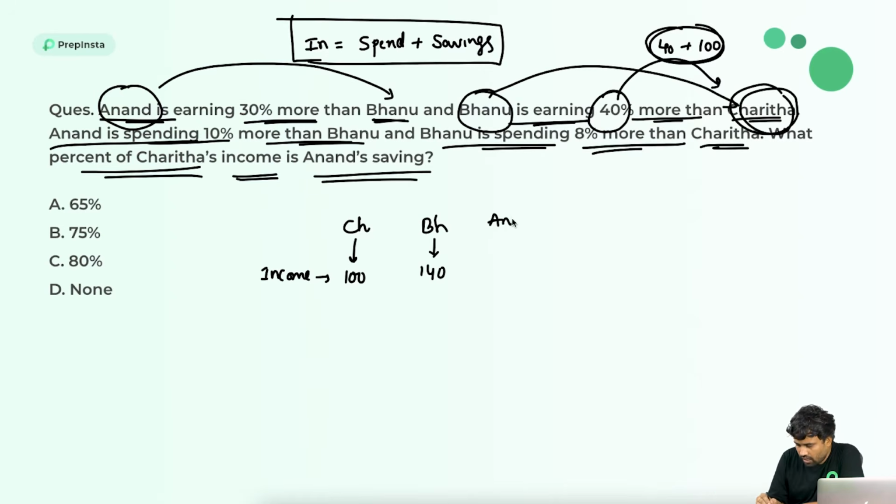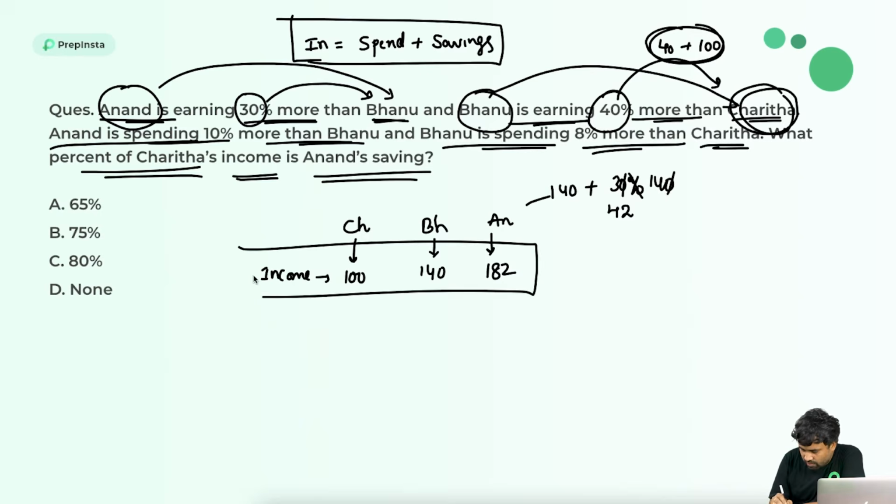Next, what about Anand? Anand is 30% more than Banu, right? So Anand is already 140 rupees plus 30% of Banu's 140. This is the more or less meaning, right? More means plus, less means minus. So 140 plus 30% of 140. The zero and percentage got cancelled. 3 14s are 42. So Anand's salary is 182. So we got the salaries by assuming the starting salary is 100.